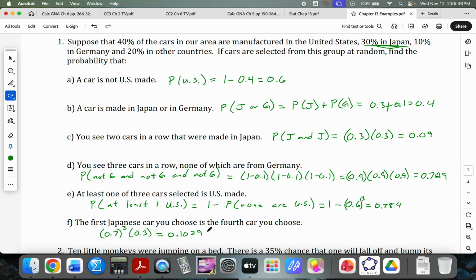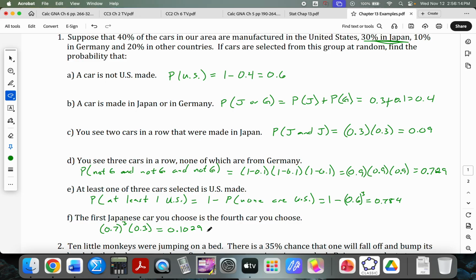By the way, this is the same probability as the first car you see is Japanese and the next 3 aren't. Or that the first one's not, the second one is, and the next 2 aren't. All those probabilities are the same. Okay? It's like picking 4 out of a hat and one of them is Japanese.